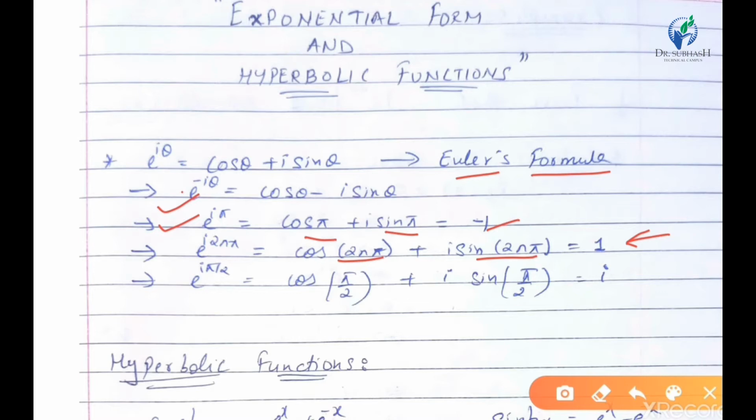Next value we take as pi by 2. So e raised to i pi by 2 is equal to cos pi by 2 plus i sin pi by 2. Now cos pi by 2 is always 0 and sin pi by 2 is 1. So the value of e raised to i pi by 2 is equal to i.